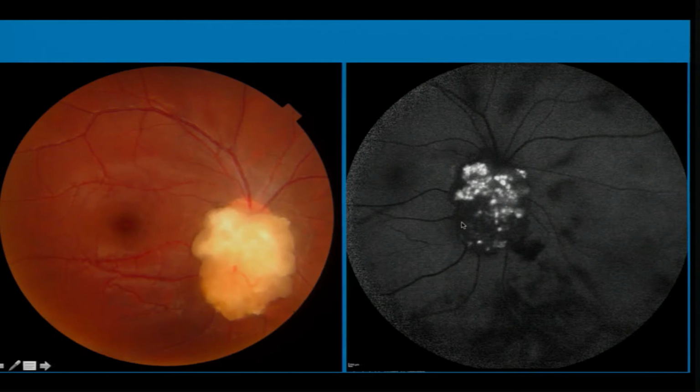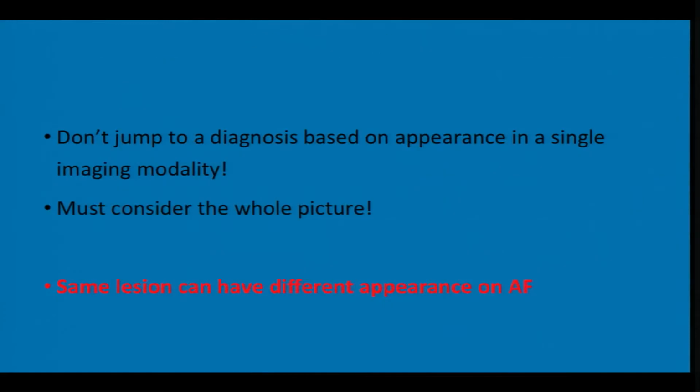So again, my purpose is to tell you not to interpret a single image on its own, and every modality has its own limitations. We can argue between a diagnosis of astrocytoma or drusen, but going by the size and other features, it was an astrocytoma. This I have already told you, you must consider the whole clinical picture of the patient. And another disadvantage of AF imaging is that the same lesion can have different appearances on autofluorescence imaging.